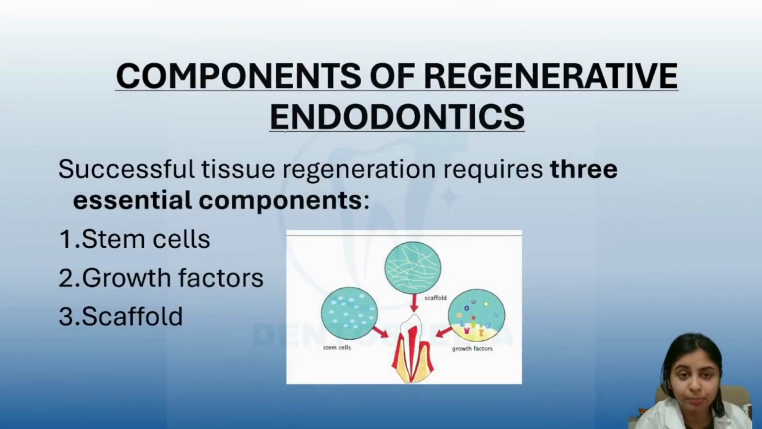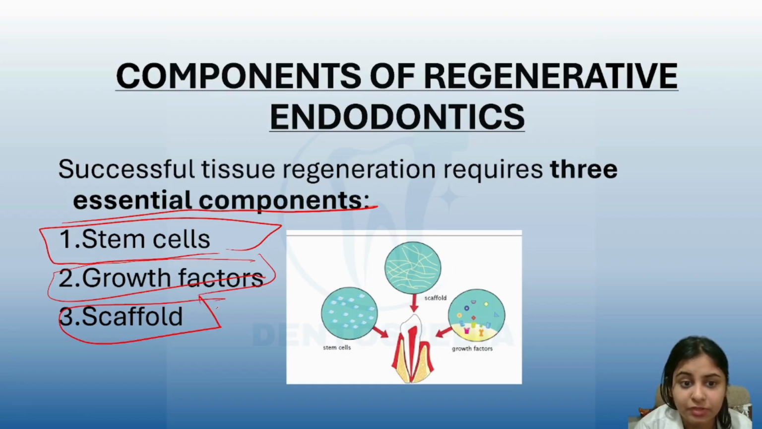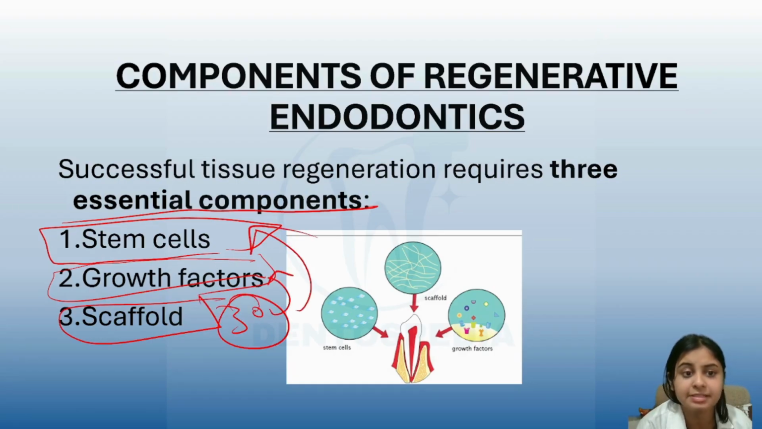Now coming to components of these regenerative endodontics. Actually, regenerative endodontics is successful through these 3 essential components. First is the stem cells, second is the growth factor, and third is the scaffold, which is the 3D structure, which involves both the growth factor and the stem cells. So these components work together to form regenerative endodontics: stem cells, growth factors, and also scaffold.